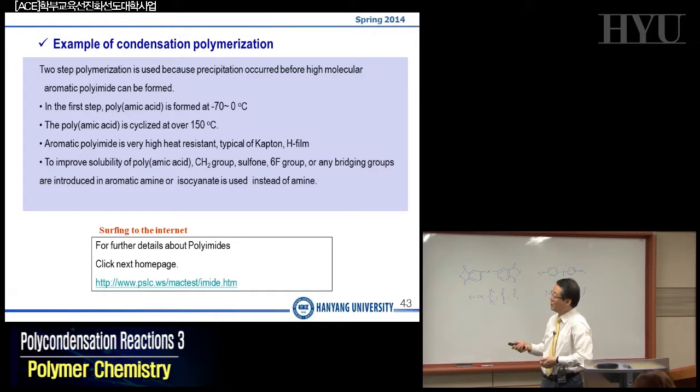Okay, you can make a soluble polyamic acid or soluble polyimide by changing your X link or Y linkages, by using this CH2 or sulfone or 6F group or any bridging groups or biphenyl groups. You can further investigate what's going on about this polyimide using the various websites.